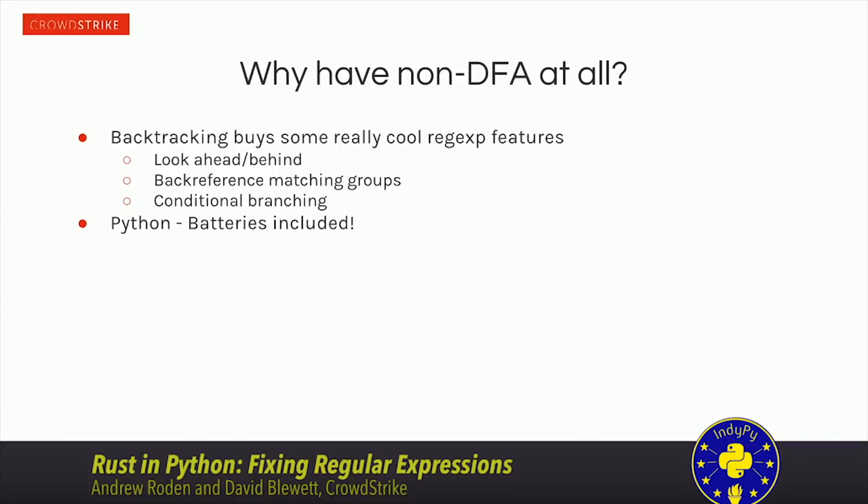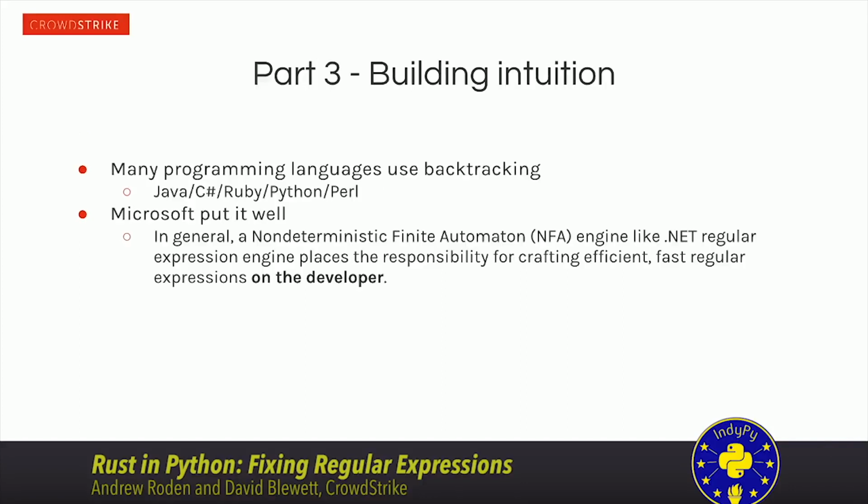This isn't new. This is like all programming languages, Java, C#, etc., Ruby. You get features like look ahead, look behind, back referencing, which is different than backtracking. Back referencing is the /number, where you're referencing a previously defined group. Conditional branching, which is, we're not going to talk about it. But you get the batteries.